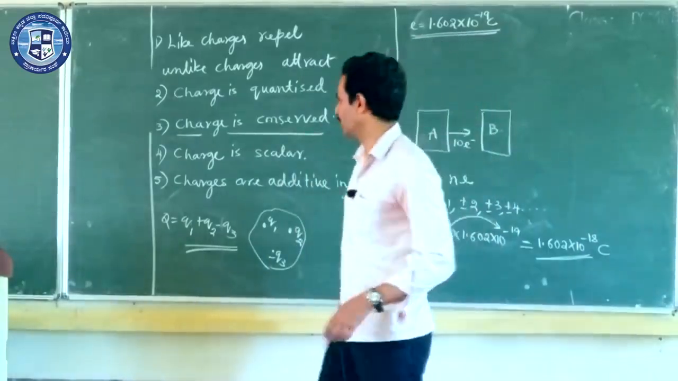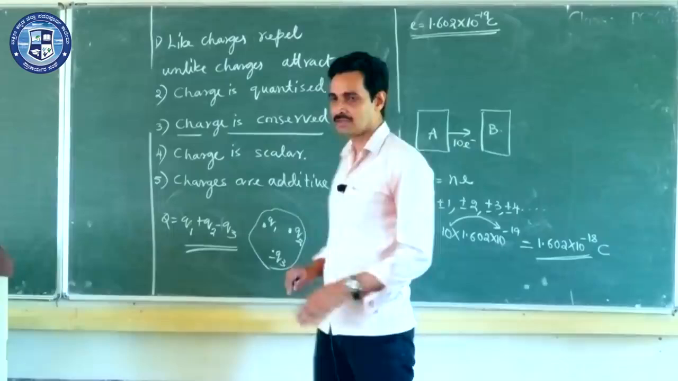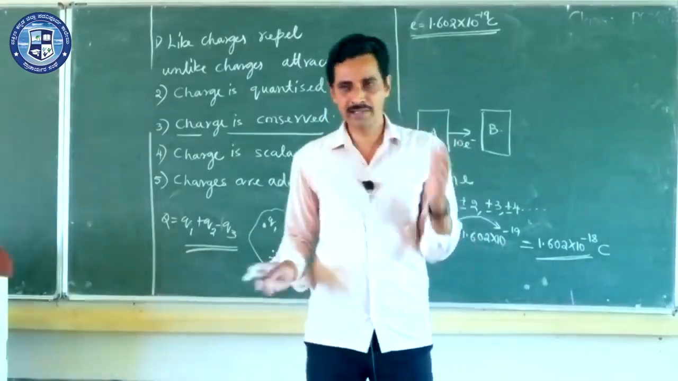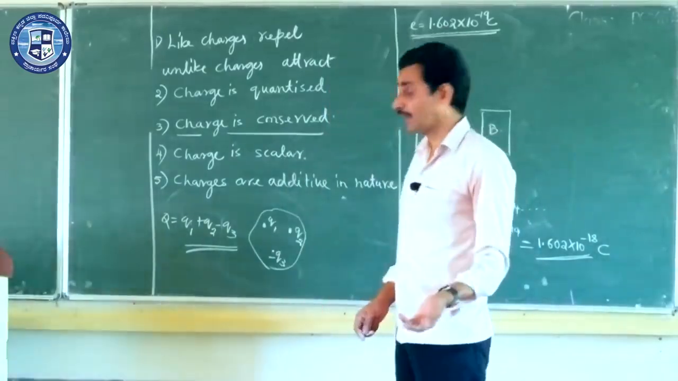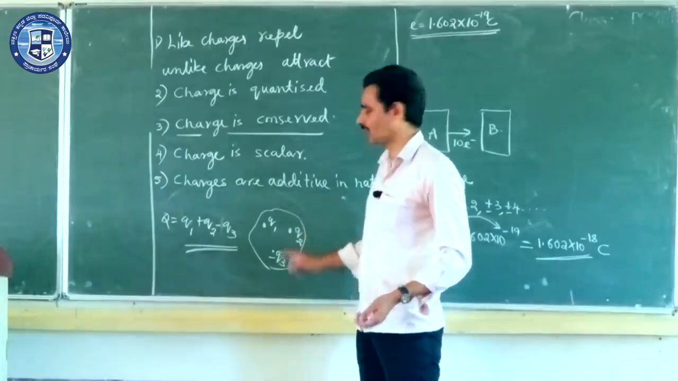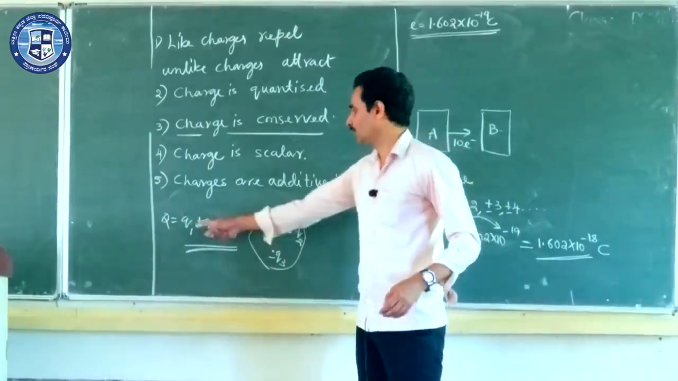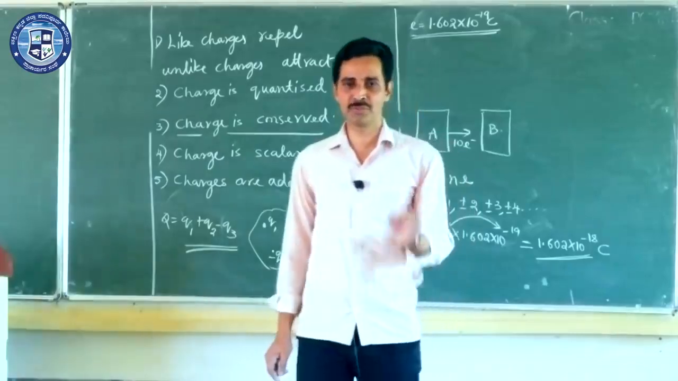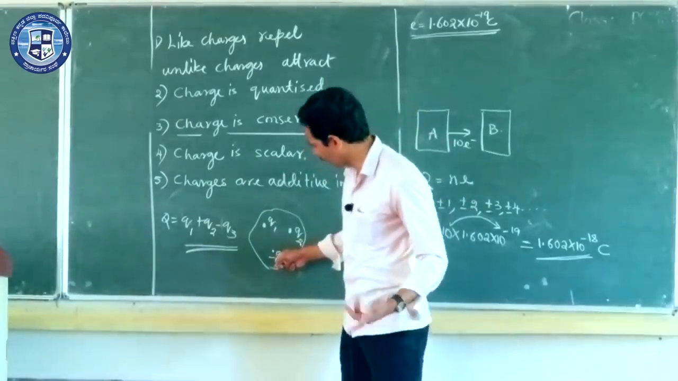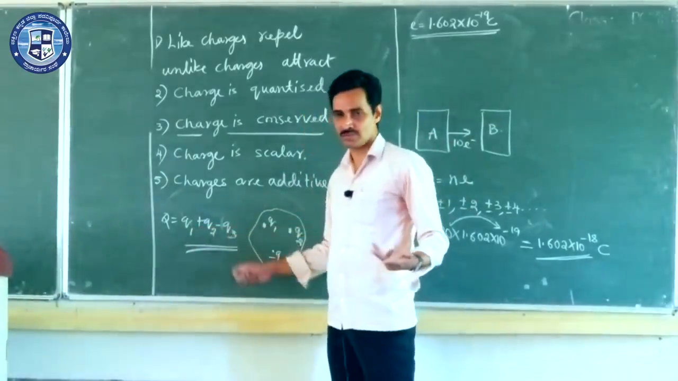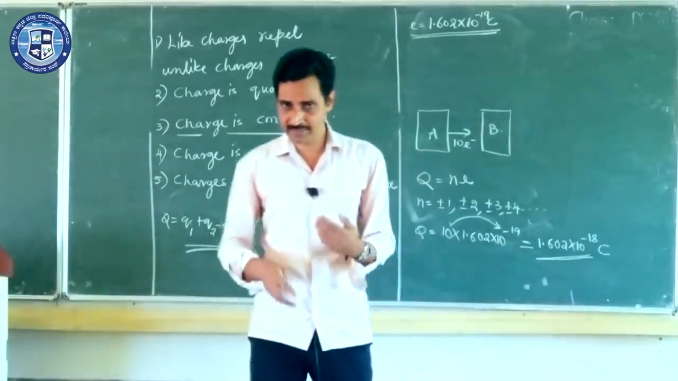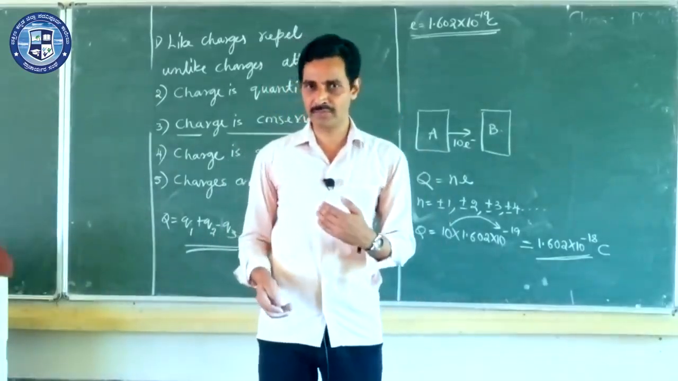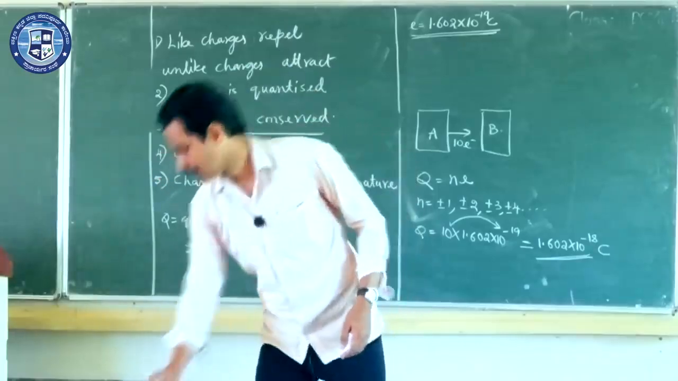If you are asked to write the property, write only that much: charges are additive in nature. What do you mean by that? Suppose Q1, Q2, Q3 are the charges in a system, then the total charge is Q1 plus Q2 plus Q3. Or if you give a minus sign to one of them, you can write Q1 plus Q2 minus Q3. So you can add them. Subtraction is also one type of addition. Okay, so that is another property.